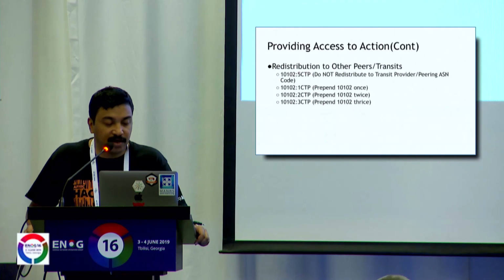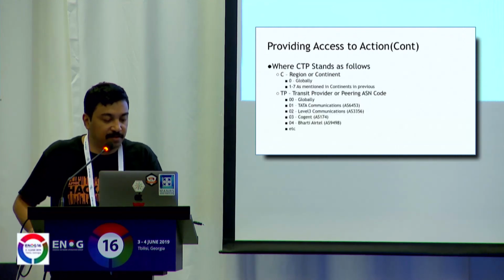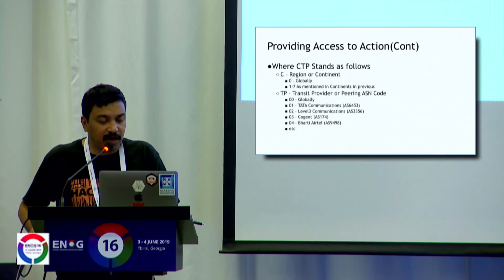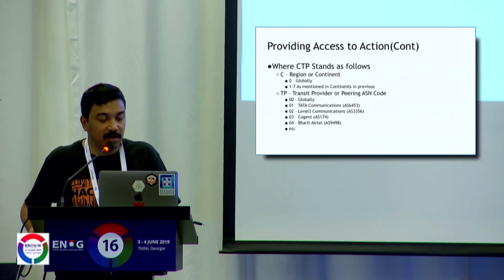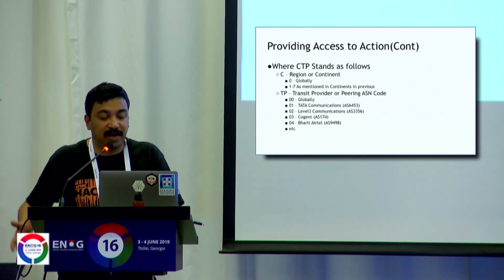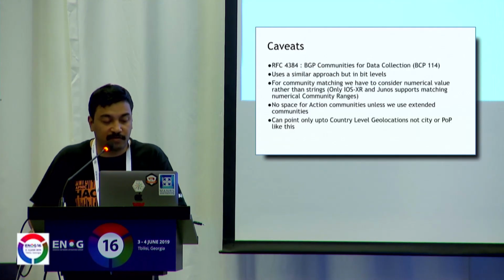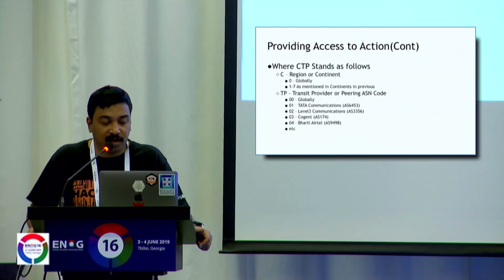For 1 CTP, we are using prepending AS10102 once, for 2 twice, for 3 thrice. So this stands for the different codes. So if you are using 1000, that means globally across all providers we are prepending AS10102 once, and the same stands for 5000. So we are dropping all sorts of prefixes from being advertised towards other networks.